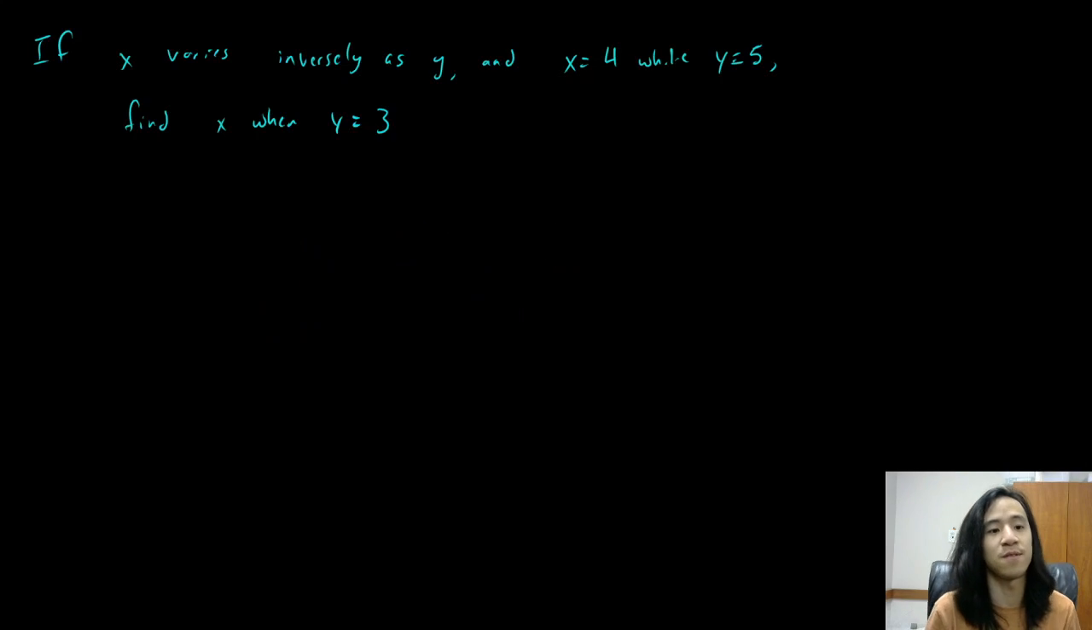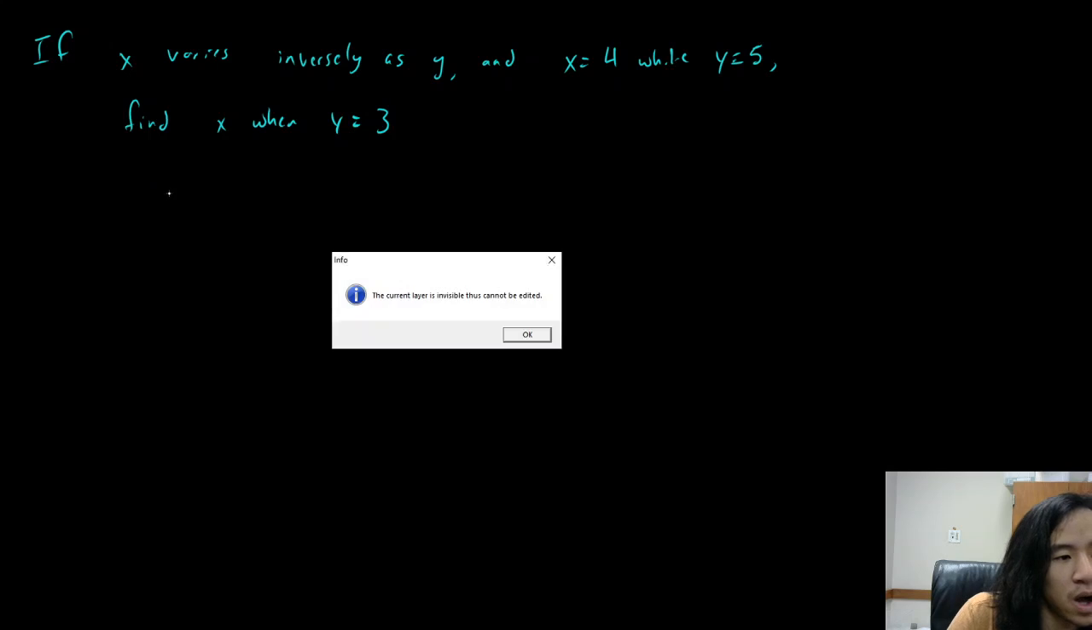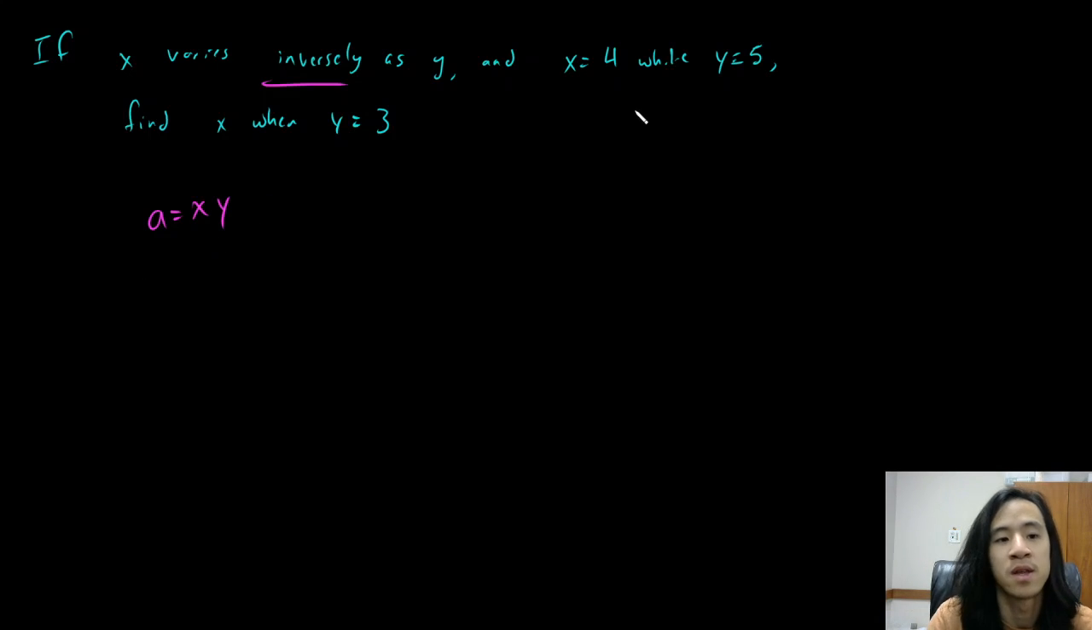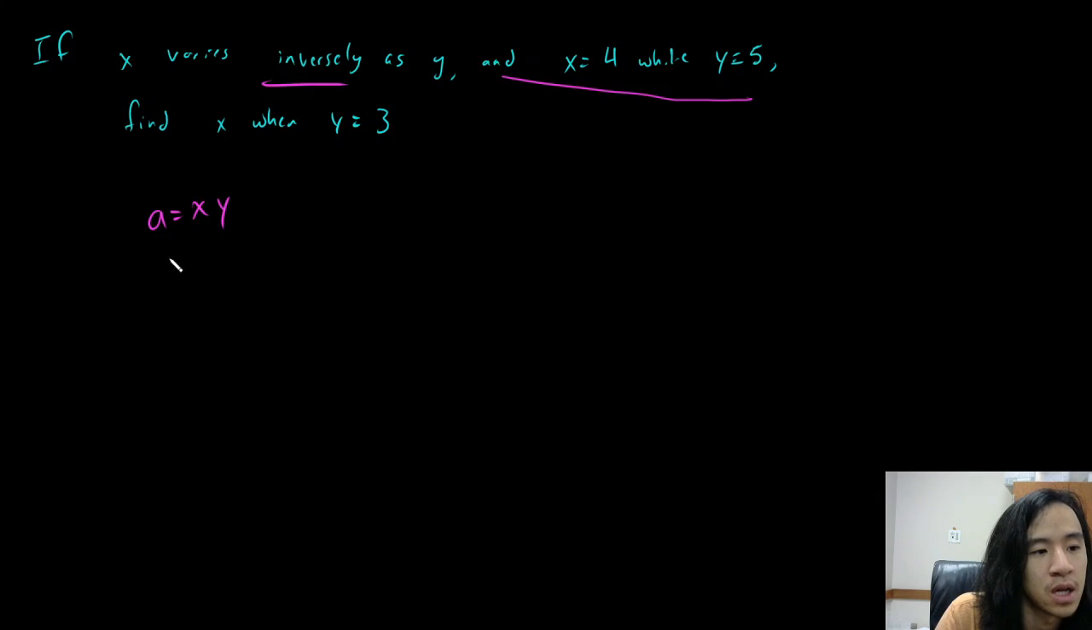So if x varies inversely as y and all this other stuff. But before we even read the rest of it, let's go ahead and read, since it varies inversely, you're just going to write the inverse variation thing that I wrote down last slide: a equals xy. And now the next sentence will almost always be what you can call your base case. So you're going to use this to solve for a, so 4 times 5. So a is equal to 4 times 5, which is equal to 20.